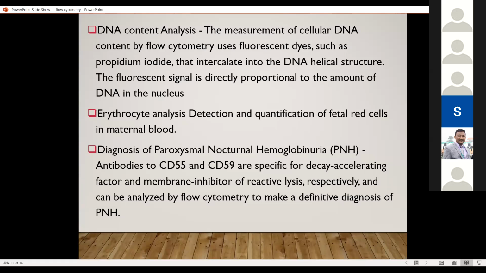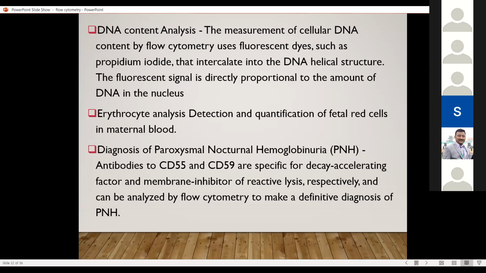Similarly, erythrocyte analysis, or quantification of fetal red cells present in maternal blood, can also be detected based on this erythrocyte analysis. Another application related to flow cytometry is the diagnosis of paroxysmal nocturnal hemoglobinuria.